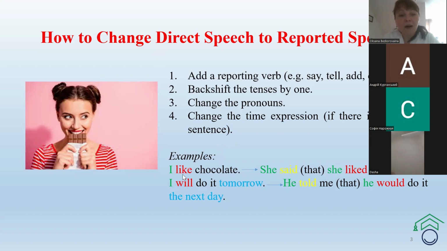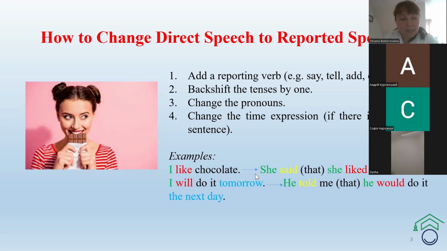Let's see the examples. I like chocolate. How to change this direct speech into reported speech? We change the subject, which is the pronoun, into she. She said, this is the reporting verb, that. This is a conjunction that is optional. It's okay to omit it. Можемо його опускати. Then we change present simple into past simple. Like into liked. She said that she liked chocolate.